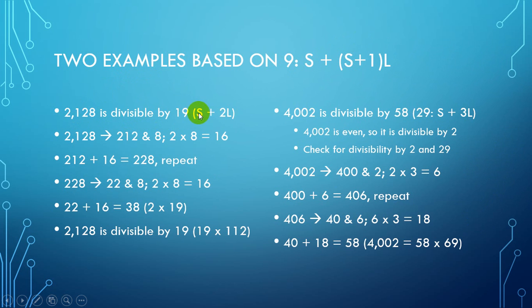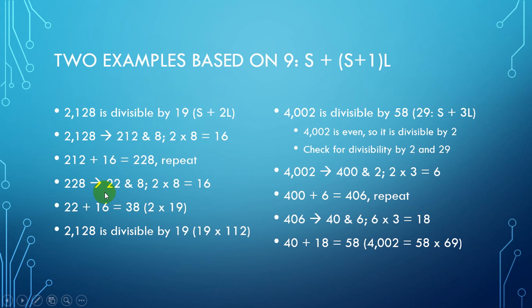And for 19, s plus 2l, because you take this stem of 1, plug it in here, and you get 2, s plus 2l. So let's break this down. 2,128 breaks into 212 and 8. 8 you multiply by 2 and then add it. So 2 times 8, 16, and then you add 16 back to 212. That gives you 228. And let's repeat that.